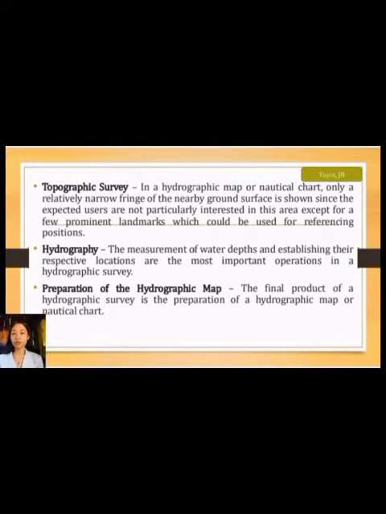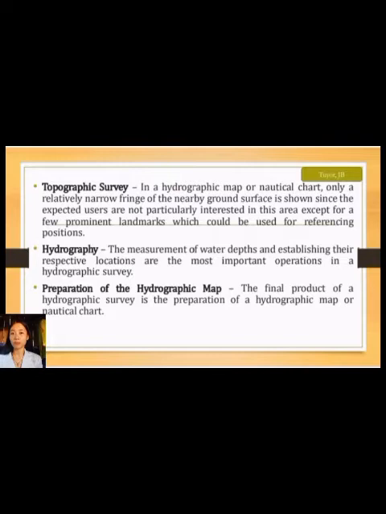And the final product for hydrographic survey is a preparation of a hydrographic map or nautical chart. It is very important to have this because it will be your guide for your desired project. And in the case of subsurface survey for engineering requirements, the end result may be the calculation of water volume contained in a body of water, amount of dredged material, discharge of a stream, or the fluctuations of level in a body of water.